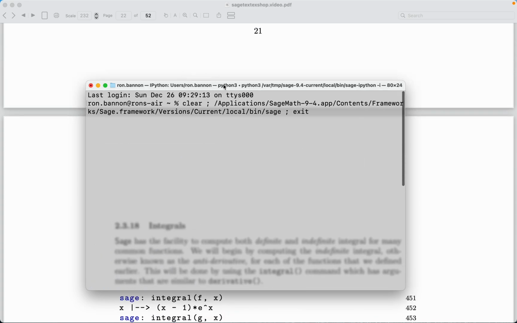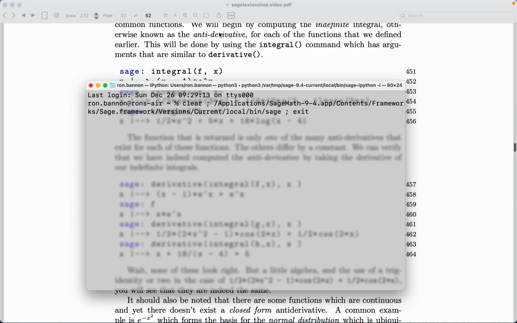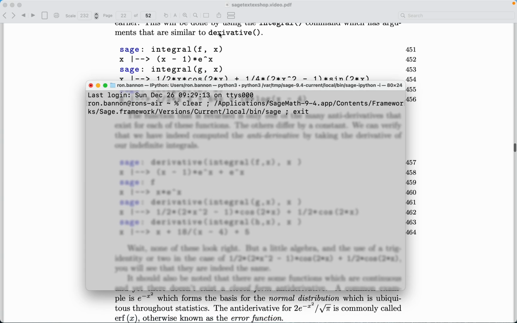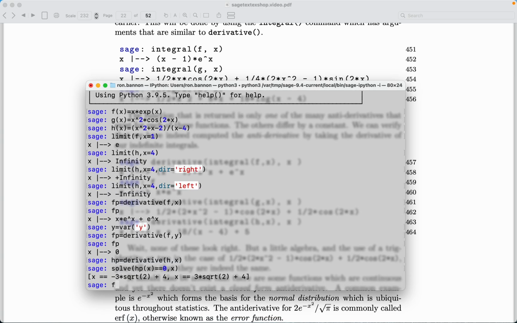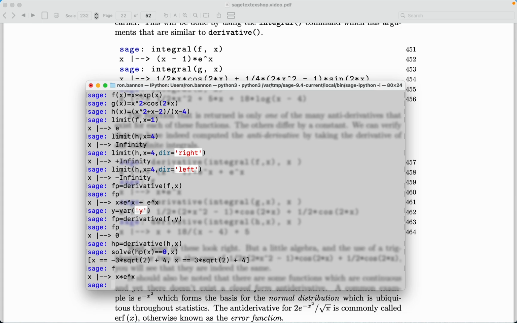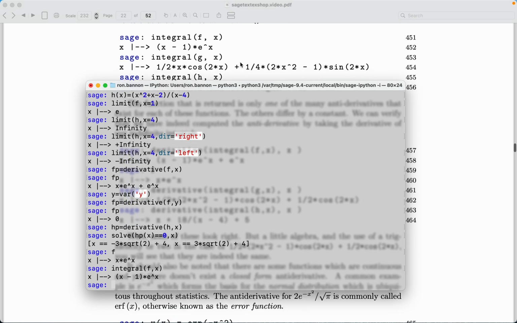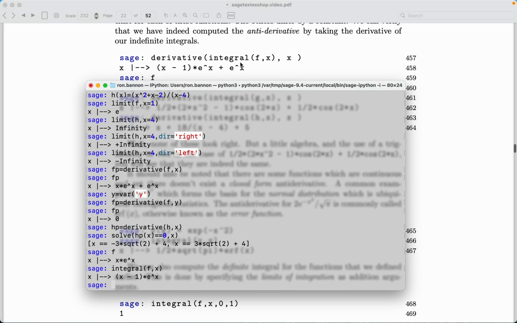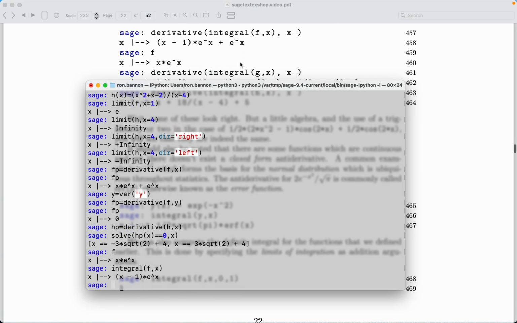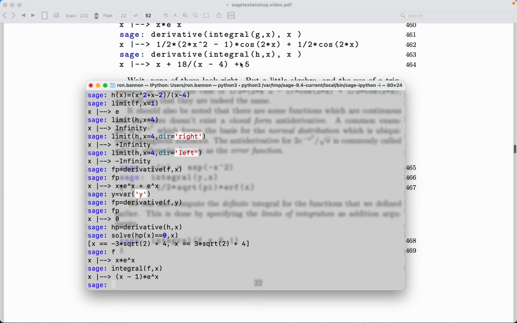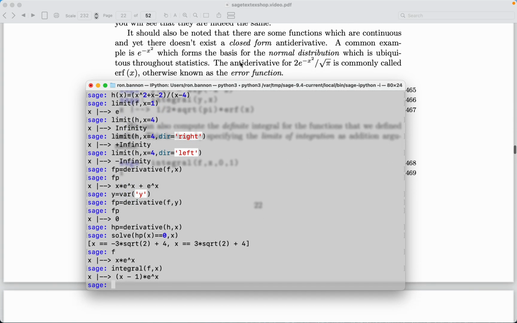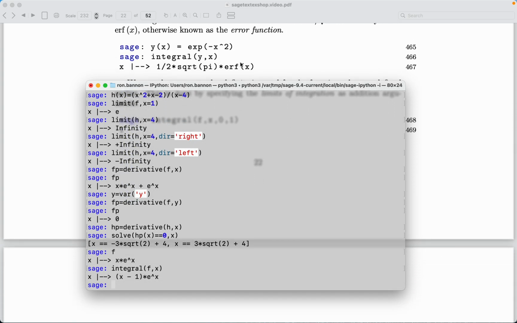Let me get the integrals. All right, let's display f again for you. And we're going to integrate f of x with respect to x. All right. So forth and so on. Derivative of an integral with respect to x. Again, I would definitely look at the commands, type them in, see what comes up.